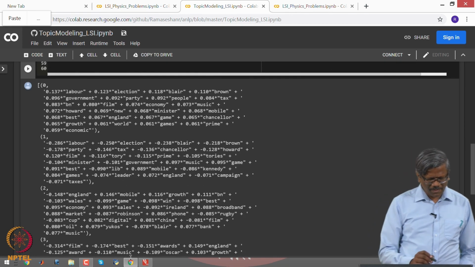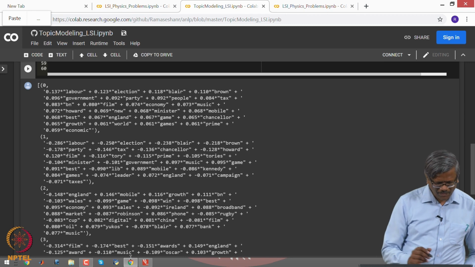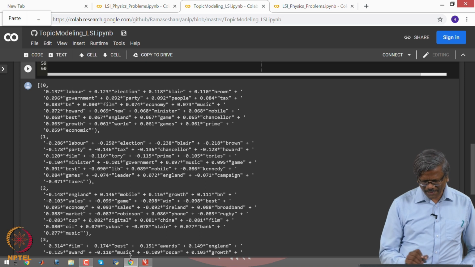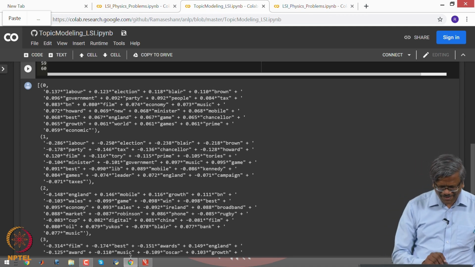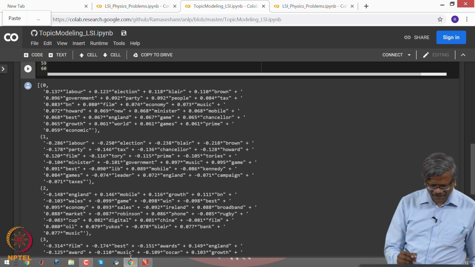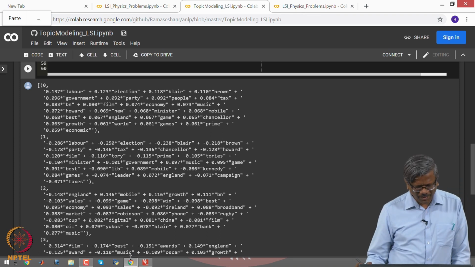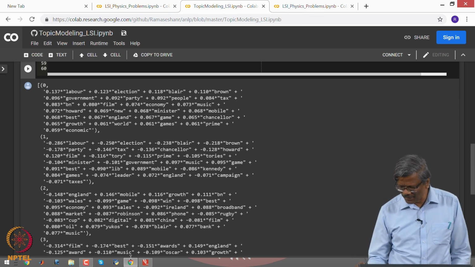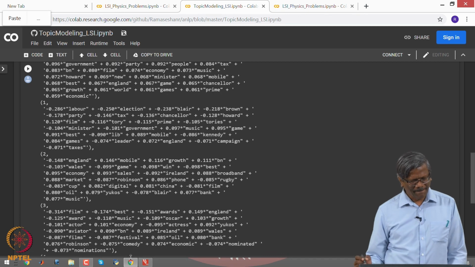The first one corresponds to, let's find out to what. So it has Labour, election, Tony Blair, I think, Brown, government, party, people, tax, film, economy, music, new minister, mobile, game, chancellor, growth, world, games, and so on, right? So it contains lots of words that you will find in the politics as well as in the entertainment and music. Okay, let's see what it has done to the second one.